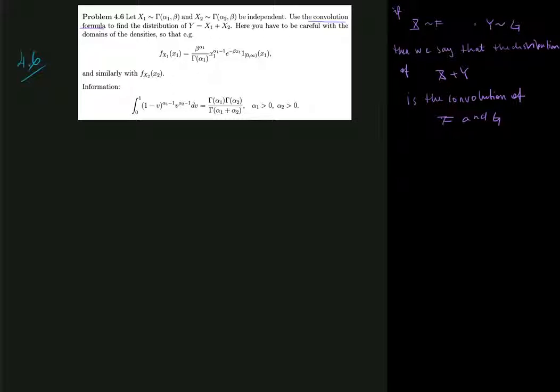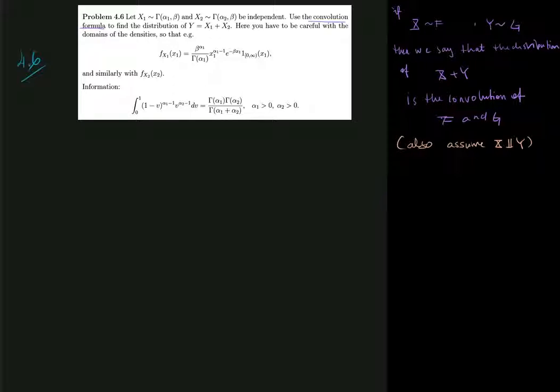Oh yes, and there is another assumption, just in passing. Also assume that x and y are independent. That's actually quite important. So also assume that x and y are independent. Then we can use the convolution formula.